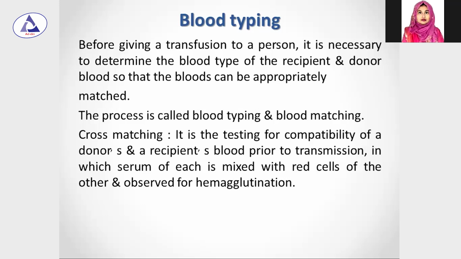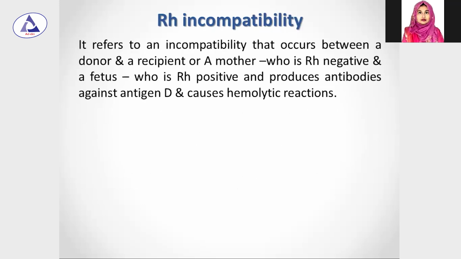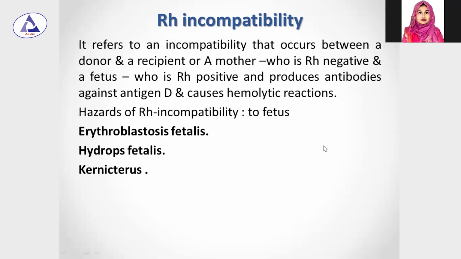Cross matching হচ্ছে একটা compatibility test for a donor and recipient's blood. কেন করি, কখন করি আমরা? Prior to transmission, যখন আমরা blood transfusion করব, তার আগে আমরা এই cross matching টা করে দেখি যে আমাদের recipient এর antibody র কি অবস্থা। এখন একটা জিনিসে আমরা আসি, সেটা হচ্ছে যে Rh incompatibility। আপাতত এই পর্যন্তই থাক, Rh incompatibility আমরা next class বা next video তে দেখবো। Thank you all for today.